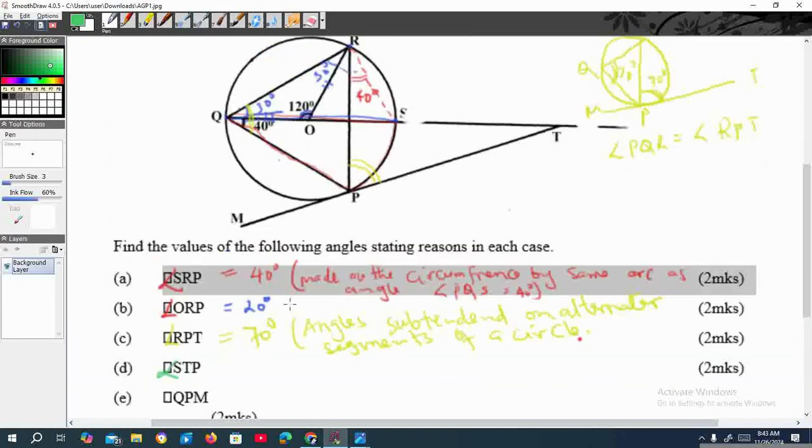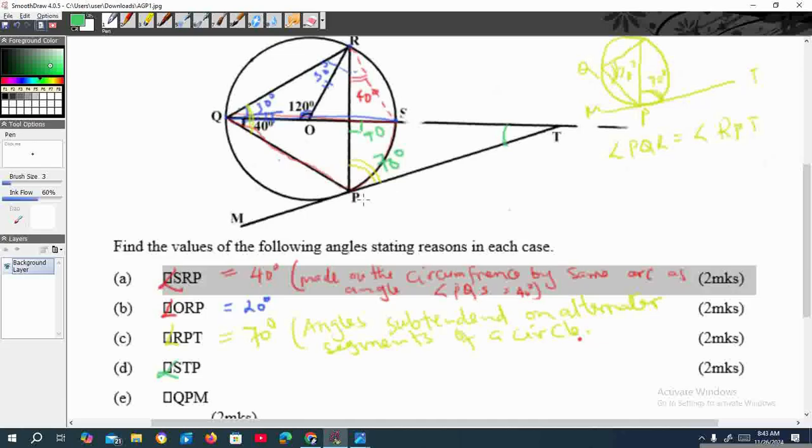STP. So we're looking for this angle here, STP. So we already have this angle given as 70 degrees, and RP is a chord of this circle, just like QOS. So chords of a circle intersect at 90 degrees. So this angle is going to be 90 degrees. STP, so this is 90.